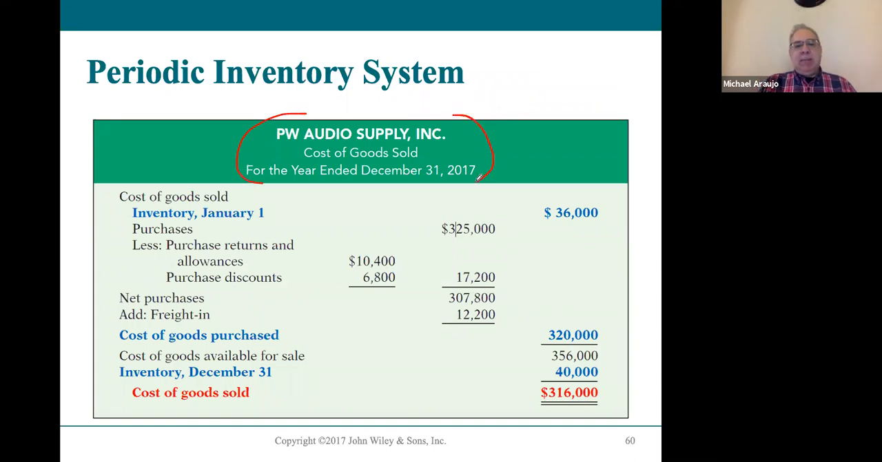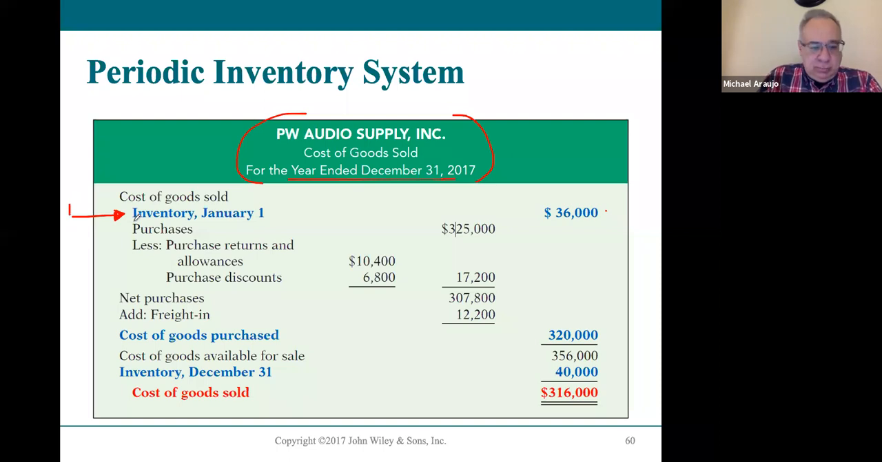And this is PW Audio. This is how they would calculate it, because they have a periodic inventory system, so they're literally counting this stuff. It all starts in January at the beginning of the year because they use a calendar year for their fiscal year, and this is the period that ended in December. So on January 1st, 2017, they start with $36,000 of inventory in the store. That's step one.